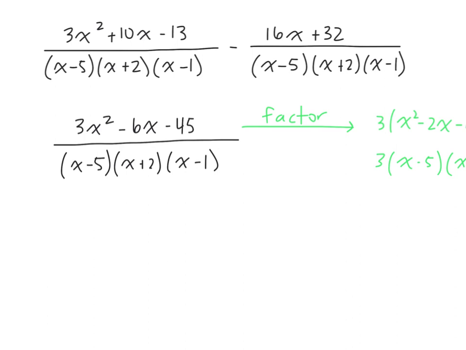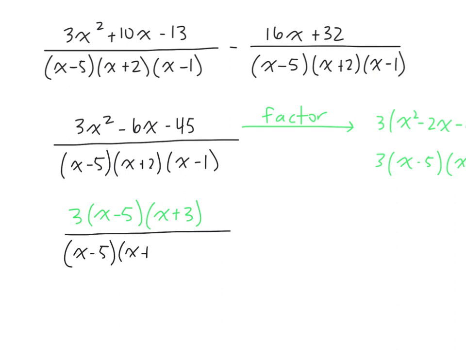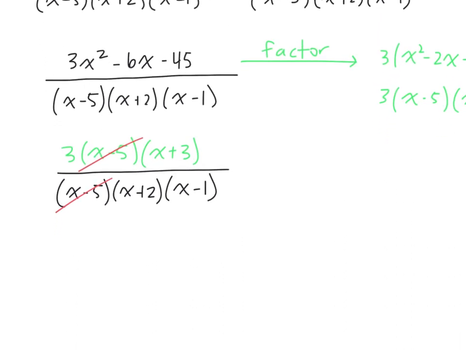So our numerator, we said, was 3 times x minus 5, x plus 3, over our denominator, which is still x minus 5, x plus 2, x minus 1. And we see, does anything cancel? Any factors cancel, and we should see the x minus 5s cancel. And so then we can finalize our answer. Our answer is going to be 3 times x plus 3 all over the remaining factors of our denominator, x plus 2 times x minus 1.